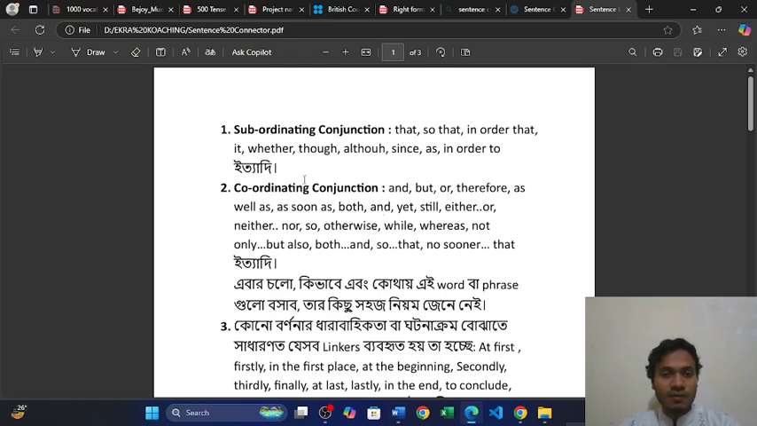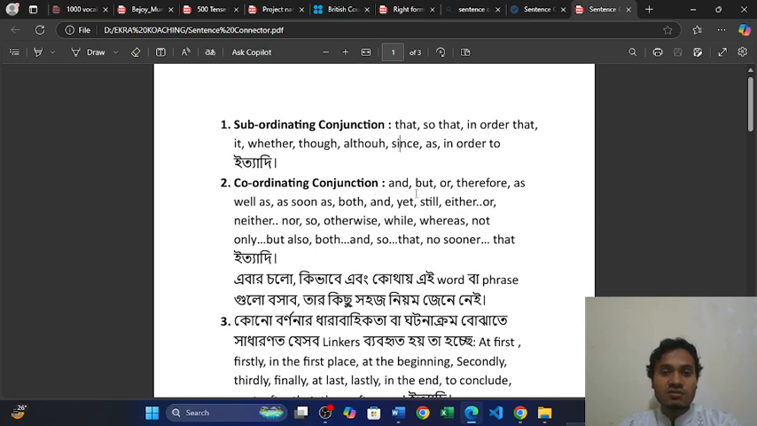Here we can see some of the sentence construct words, which are very important to connect words, sentences, phrases, etc. So let's see subordinating conjunctions. All these words are known as subordinating conjunctions, which are: that, so that, in order that, if, whether, though, although, since, as, in order to, etc. Each of these is basically used as a subordinating conjunction, like in "I know the man," and so that, etc.